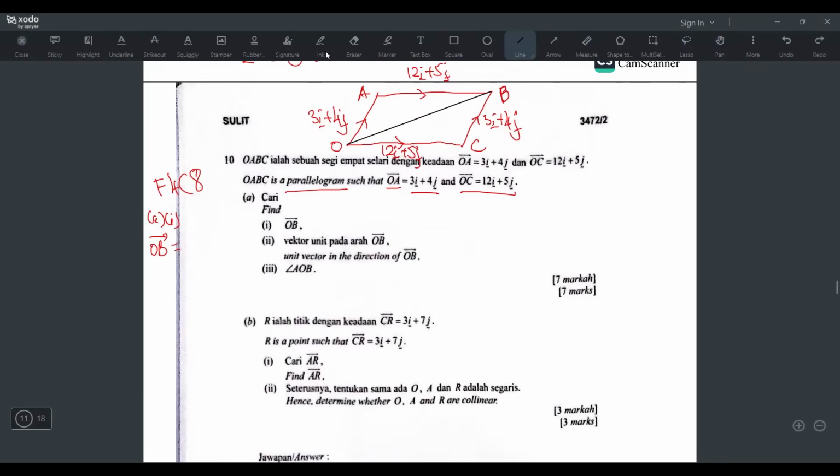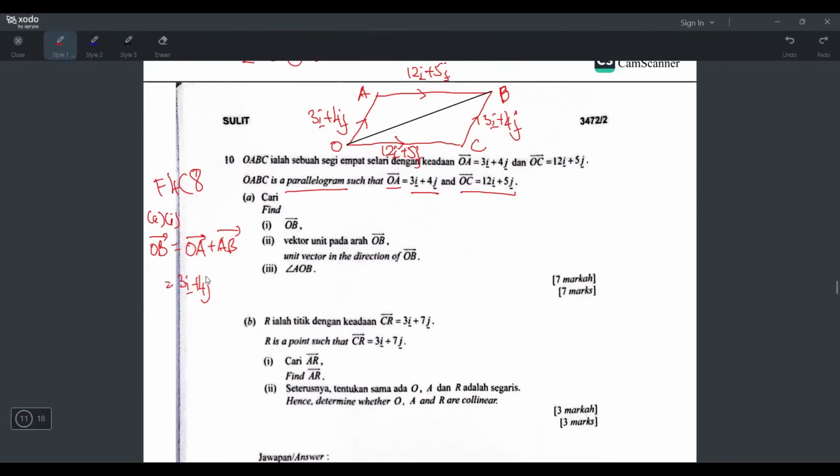So I think I can go OA plus AB. Okay, OA plus AB. So vector OA is 3i plus 4j. Oh, and one more thing, if it's ij, because i is for horizontal movement and j is for vertical movement, you can actually write it in bracket form like that also. It's the same, but only for ij you can write like that. Then plus AB, which is 12i plus 5j.